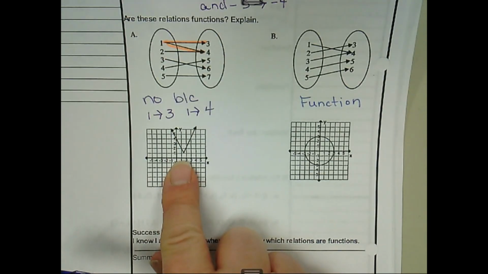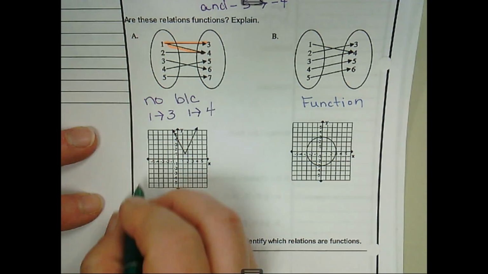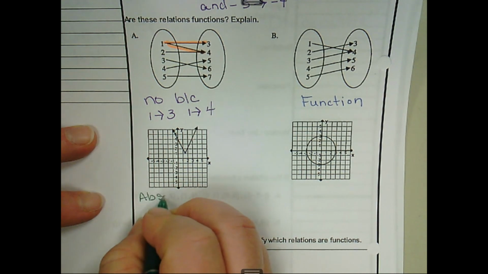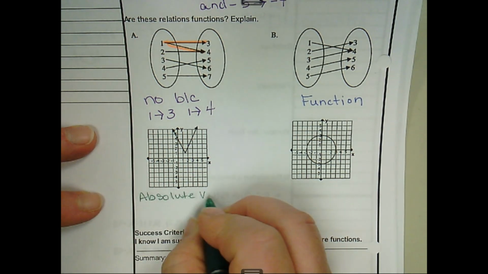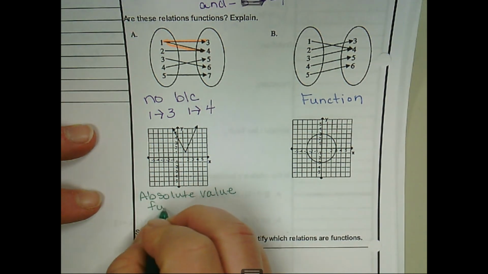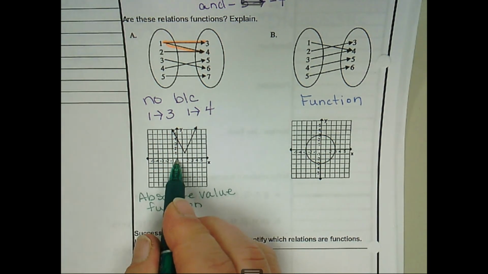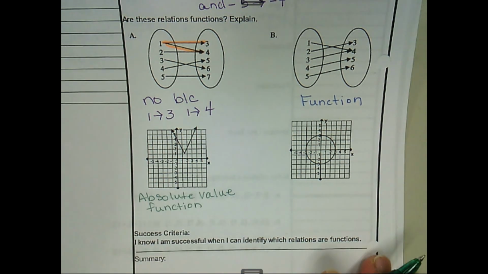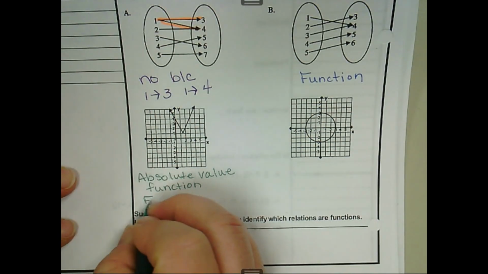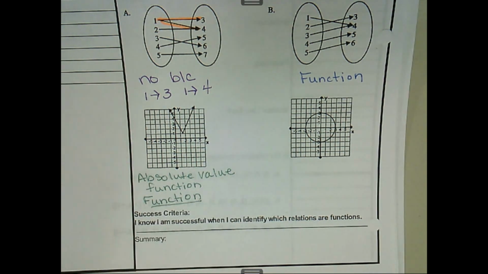Does this pass the vertical line test? How many of you know that that is the parent graph for the absolute value equation? And it's actually the absolute value function. The parent graph would start here. This is the absolute value function after it's been translated. So this is a function. Passes that vertical line test.